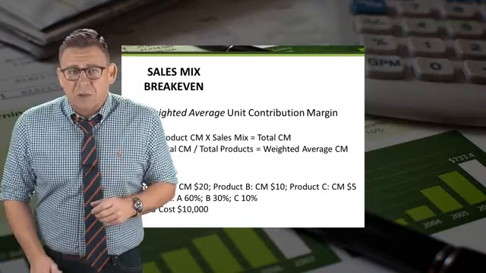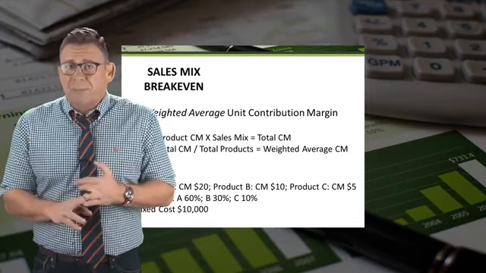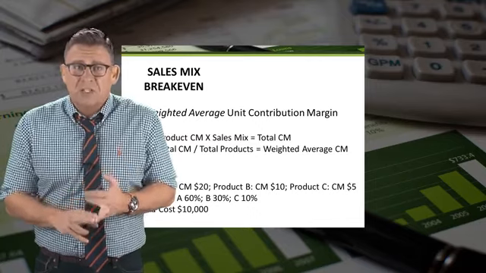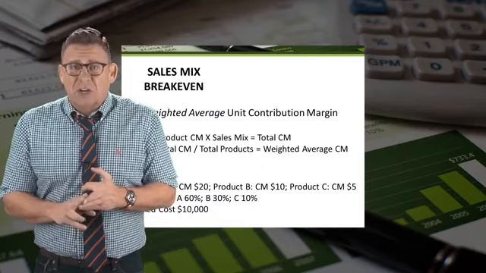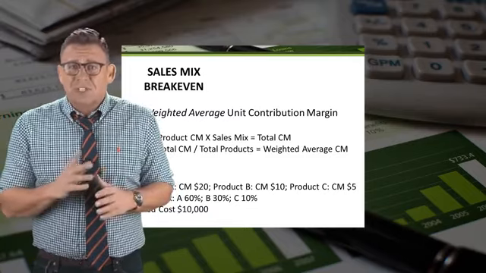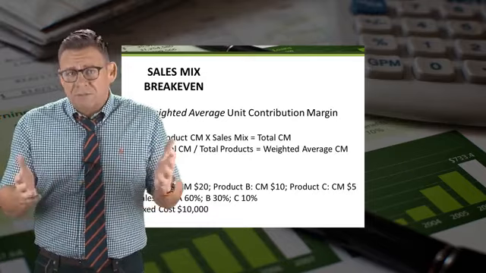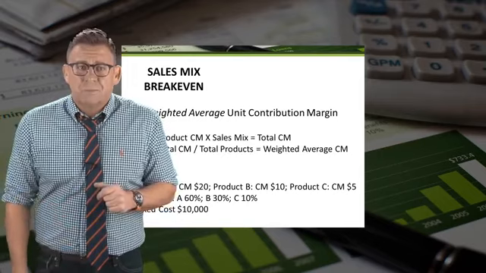So let's assume the following. Product A has a contribution margin of $20, product B has a contribution margin of $10, and product C has a contribution margin of $5. Let's assume the sales mix is 60% A, 30% B, 10% C, and our fixed costs are $10,000.